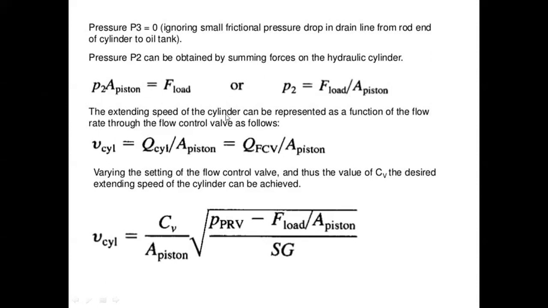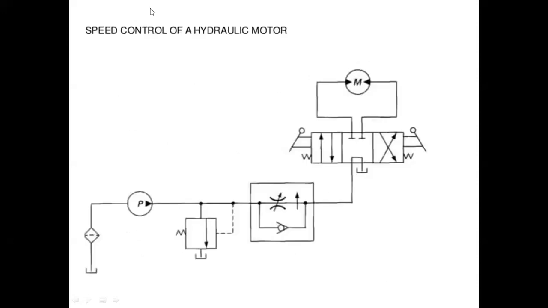The extending speed of the cylinder can be represented as a function of the flow rate through the flow control valve as follows. Velocity of cylinder equals Q_cylinder upon A_piston, equals Q_FCV upon A_piston. By varying the setting of the flow control valve, and thus the value of CV, the desired extending speed of the cylinder can be achieved. V_cylinder equals CV upon A_piston times the square root of (P_PRV minus F_rod upon A_piston) upon SG.